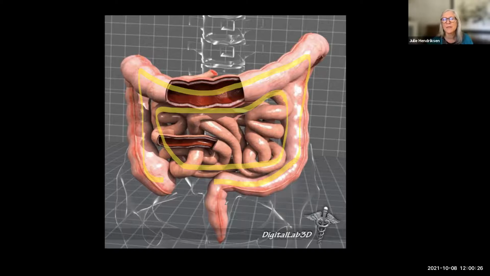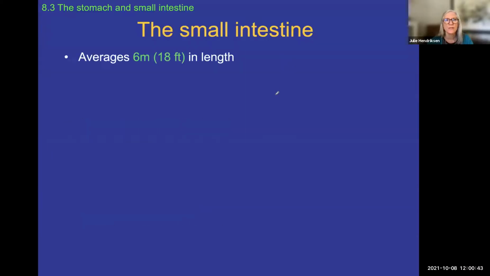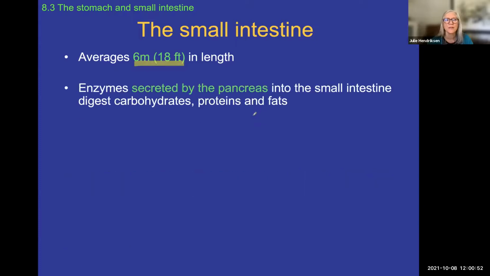You can see the small intestine, in fact, has a small diameter, but it is very long. The large intestine has a larger diameter. The space is bigger, but it's shorter than the small intestine. As we look at the length, it's not really that important that you memorize it, but it can be up to 18 feet or 6 meters.